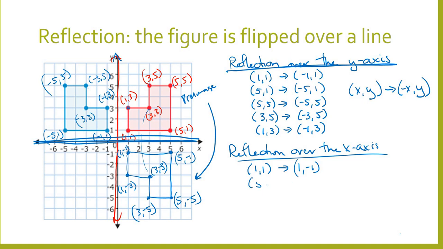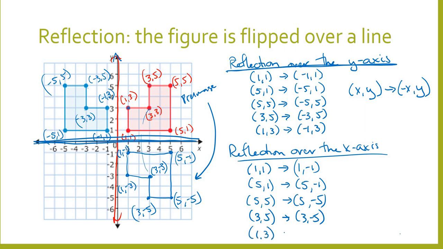We've got 5, 1 goes to 5, -1. We've got 5, 5 goes to 5, -5. We've got 3, 5, which flips over to 3, -5. And we have 1, 3, which reflects over to 1, -3.